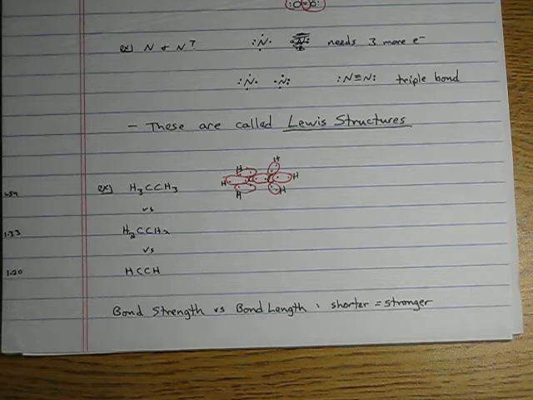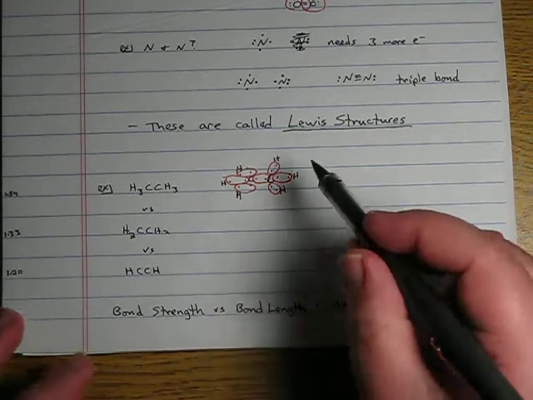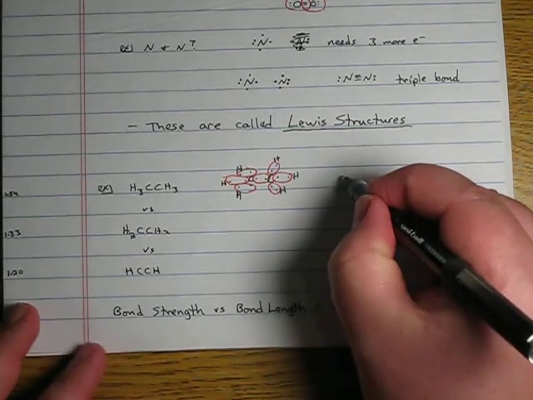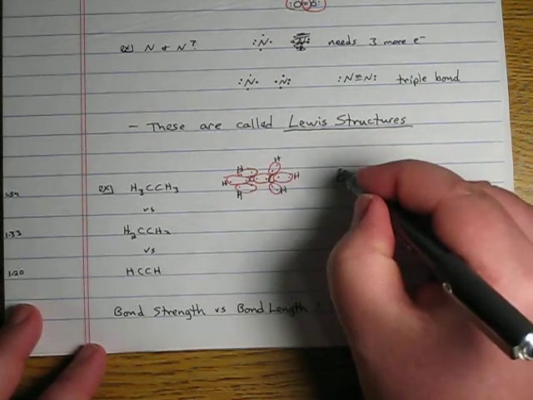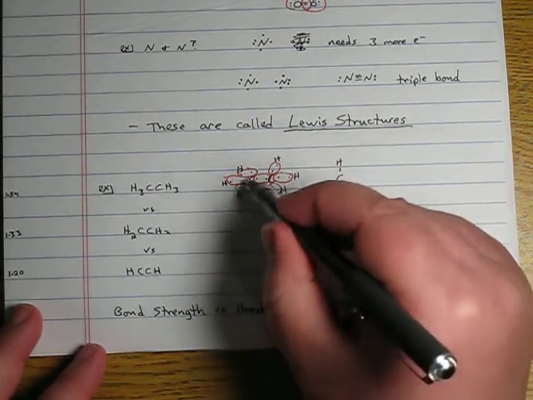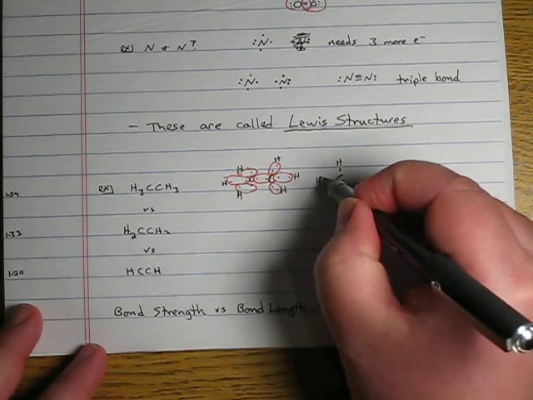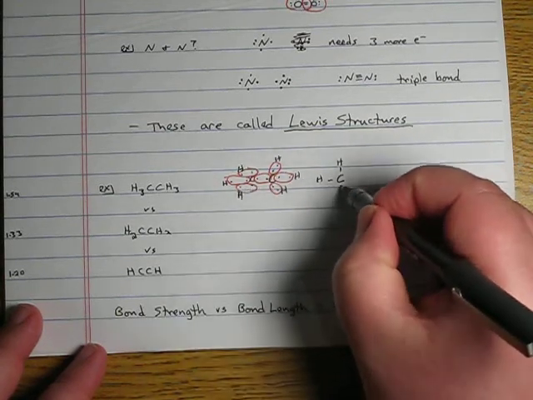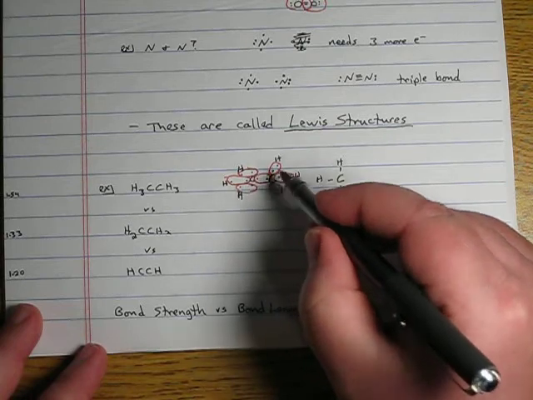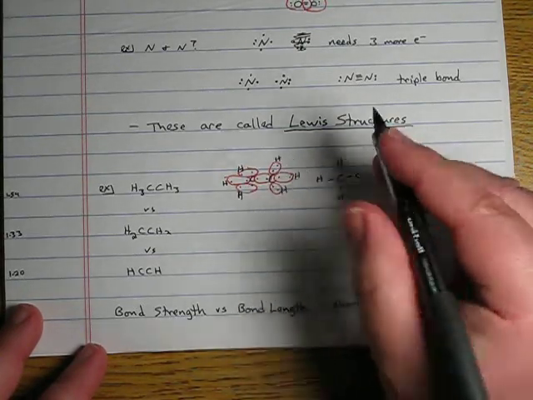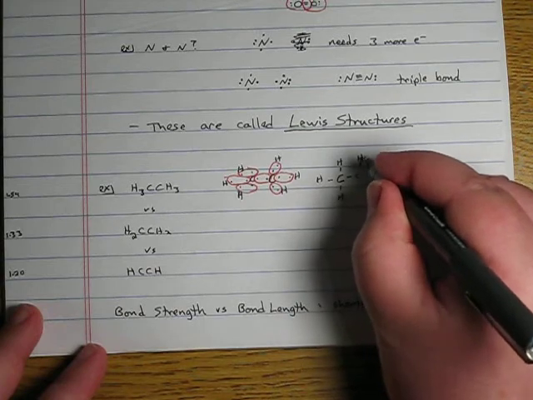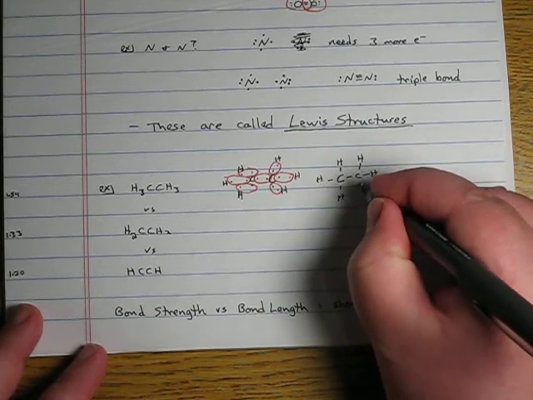Can we clean this up by making any bonding pair into a line? Well, sure. Here's carbon sharing a pair of electrons with this hydrogen, sharing a pair of electrons with this one, sharing a pair of electrons with this one. The carbon and carbon are sharing a pair of electrons. And this carbon, note, has 3 hydrogens on it, each with a 2-electron bond.